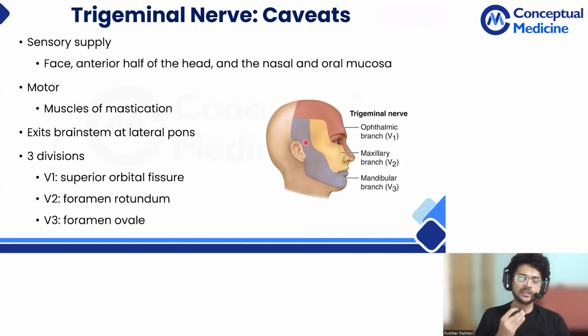Each of the divisions of the trigeminal nerve exits via a designated foramen. The ophthalmic division exits via the superior orbital fissure. The maxillary division exits via the foramen rotundum, and the mandibular division exits via the foramen ovale.